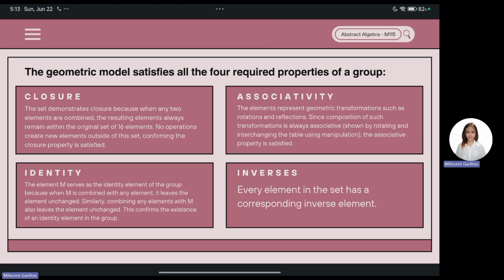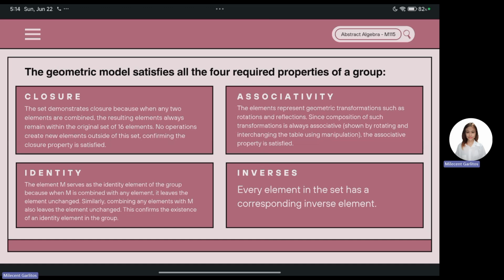Next one is the associativity. So the elements represent geometric transformations such as rotations and reflections. Since composition of such transformations is always associative, shown by rotating and interchanging the table using manipulation, the associative property is satisfied. Next is the identity.